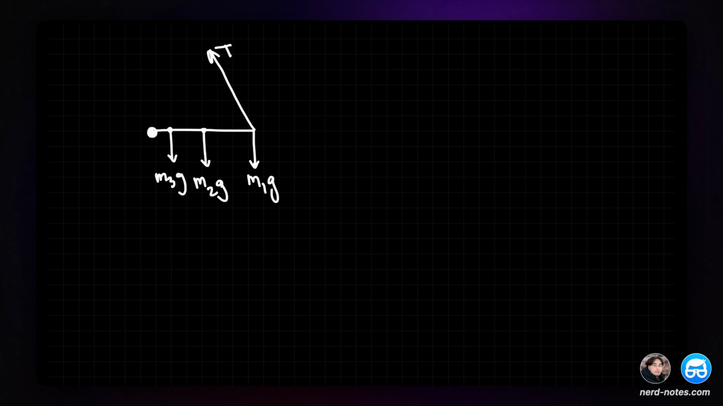However, linearly, it's not balanced because, as you can see, tension will have a component. Let's draw these components. One component will point up and one component will point to the left. And so as you can see, there's a force that points to the left.